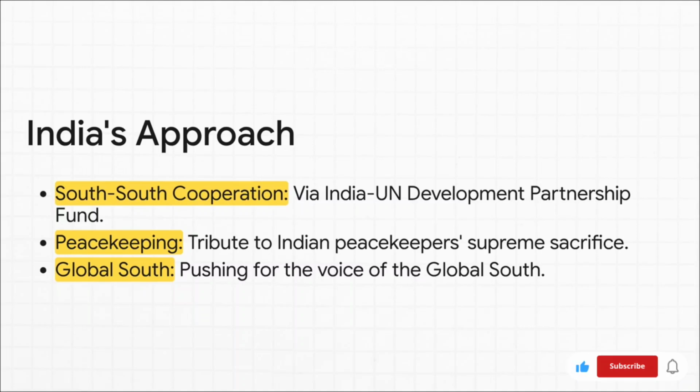It's all about action. And here are the keywords you need to remember. First, South-South cooperation. That's a fancy way of saying developing countries helping other developing countries, and India is a huge champion of this. Second, peacekeeping. India has a long, proud history of contributing troops to UN missions. And third, being a voice for the global South, that is, pushing for a fairer, more equitable system for all the developing nations in the world.